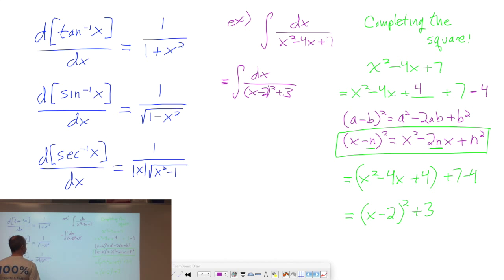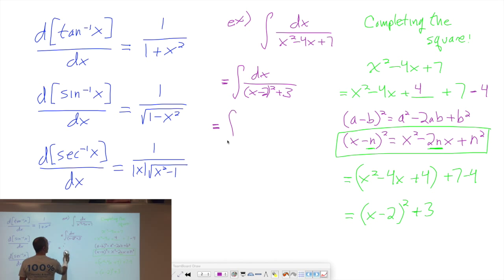Why did I do that? Look over here at the derivative of inverse tangent. The derivative of inverse tangent is 1 over 1 plus x squared. We're close. We have dx over something squared plus 3. This 3 again is a problem. See, if we could get this something squared plus 1, we might have an inverse tangent situation. So let's see what we can do with that.